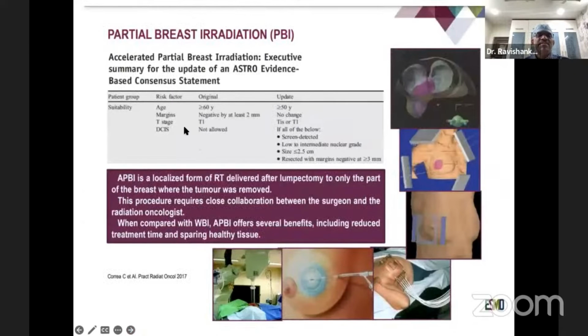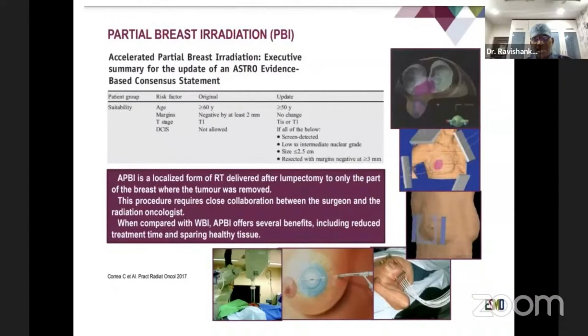Initially the indications for partial breast irradiation from ASCO were very limited, confined to patients over 60 years old, with negative margin, T1 lesions. Later on, the indications got expanded a little bit, but still you have to be very careful. It should be either grade 1 or grade 2 tumor. It should not be more than 1.5 to 2 centimeters, though they mentioned 2.5, but I would say 1.5 is almost like a cutoff for all of us. And then with negative margins. All these things you have to keep in mind before you plan for partial breast irradiation.